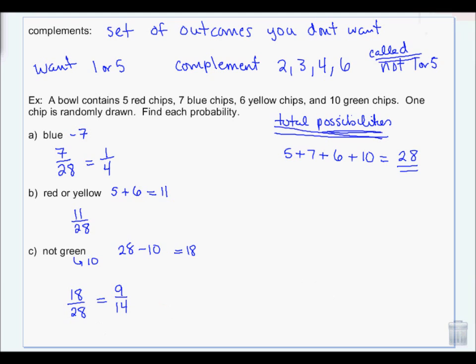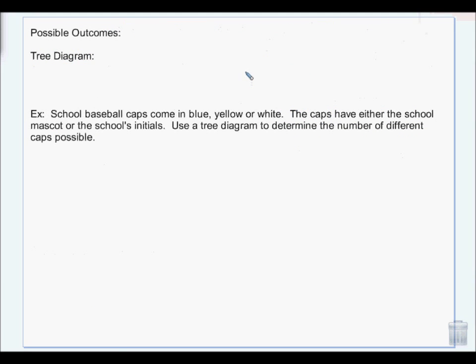So we have possible outcomes, okay? And when you talk about possible outcomes, every possible outcome is sometimes not as easy to figure out. Like if you have a bowl of chips, you just add them all up, okay? Or you can use a tree diagram. And this is a diagram that you can use to figure out possible outcomes.